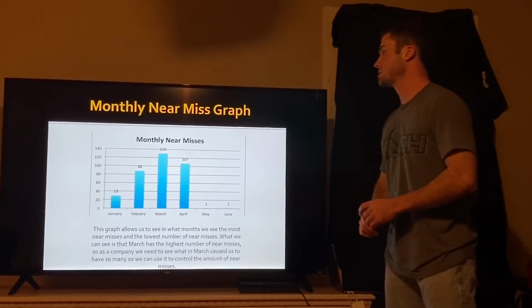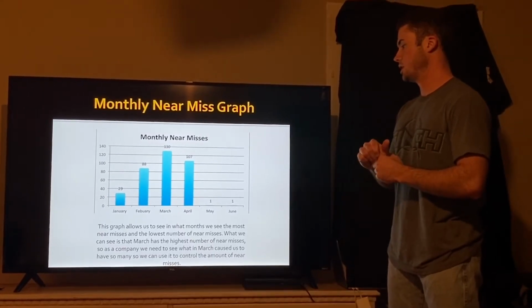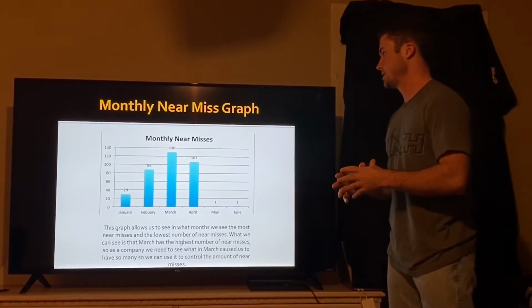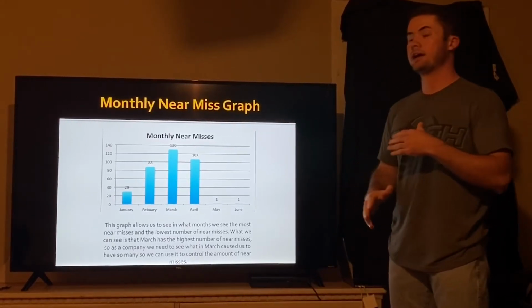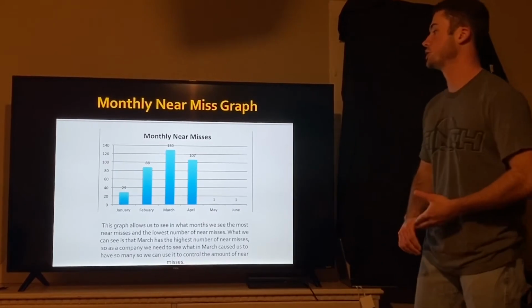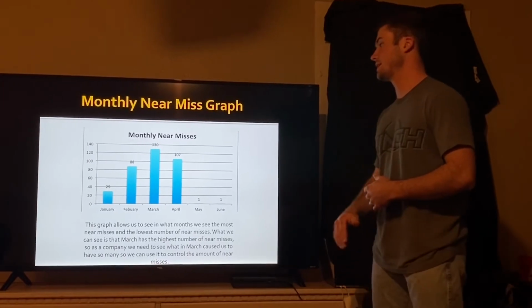Next, we have our monthly near miss graph. This graph is just letting us see, from month to month, with the data that was collected, what month had the highest and what month had the lowest near misses. As we can see, March had the highest. We had 130 near misses in March. We had 107, which is our second highest, in April.